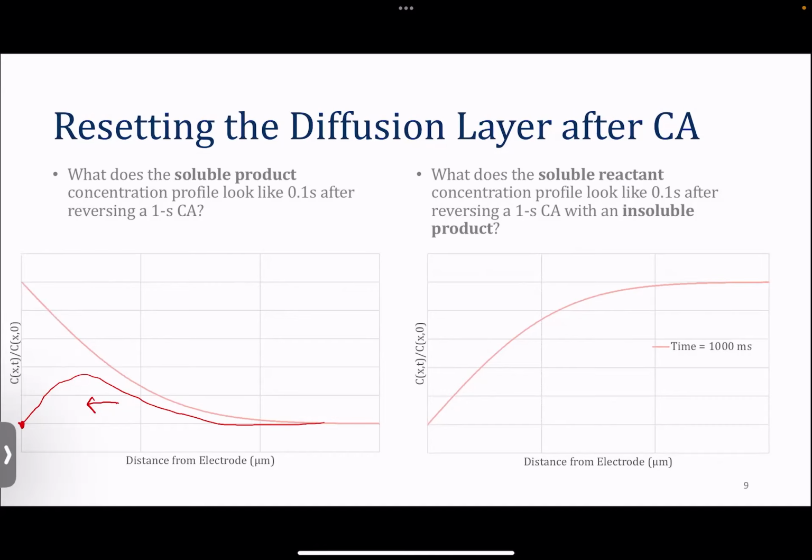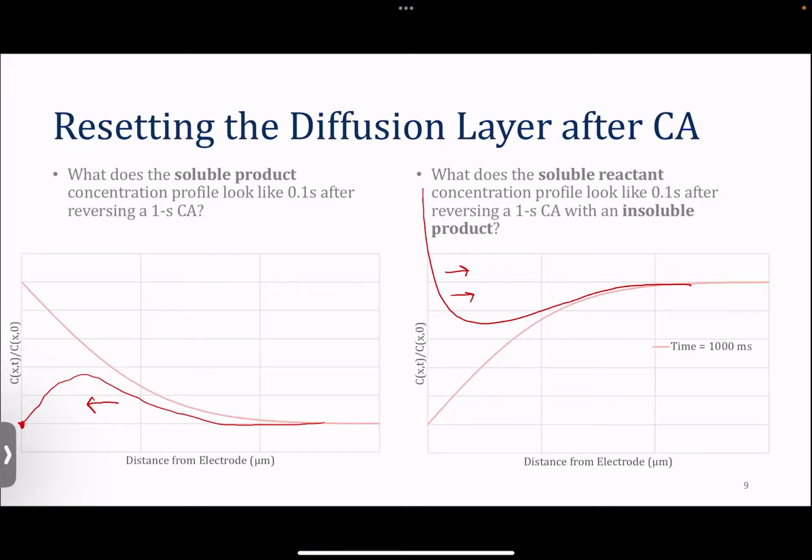If you want to think through it, go ahead and pause the video. What's going to happen is I have all of that reduced species sitting right against the electrode, and immediately it's going to oxidize when I go to a potential step in the positive direction. So I'm going to be dumping a bunch of oxidized species next to the electrode, and then eventually, when I get far enough away, I'll go back to the bulk concentration. So I need to allow enough time after reversing my potential step for this oxidized species to all diffuse back out into solution and reset this flat concentration profile at the bulk concentration next to the electrode.